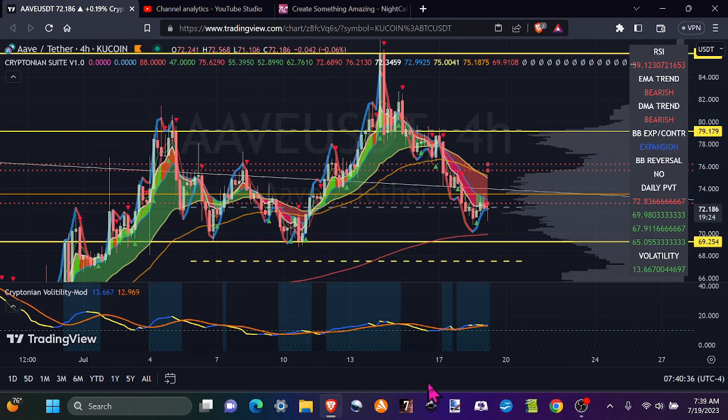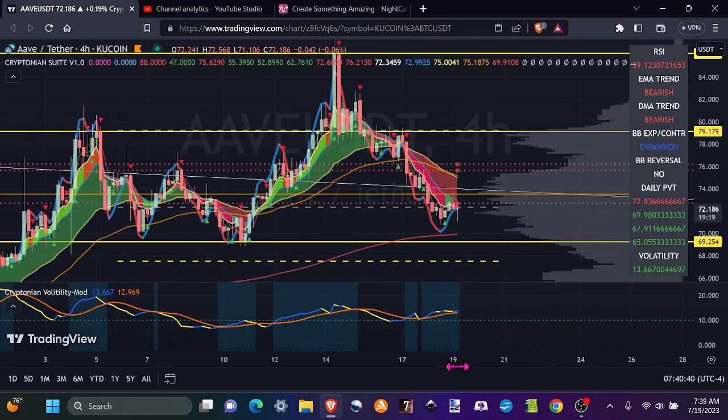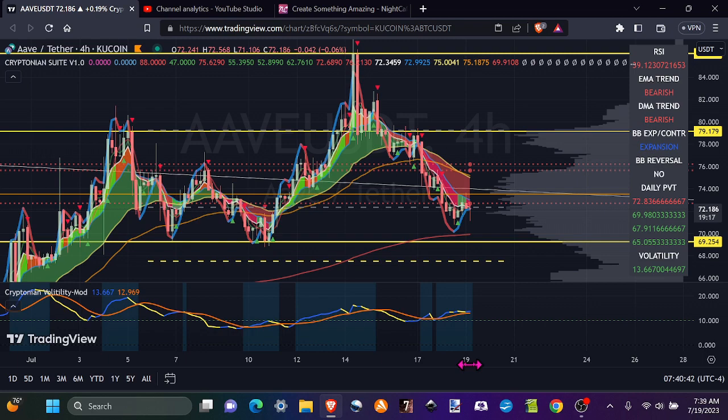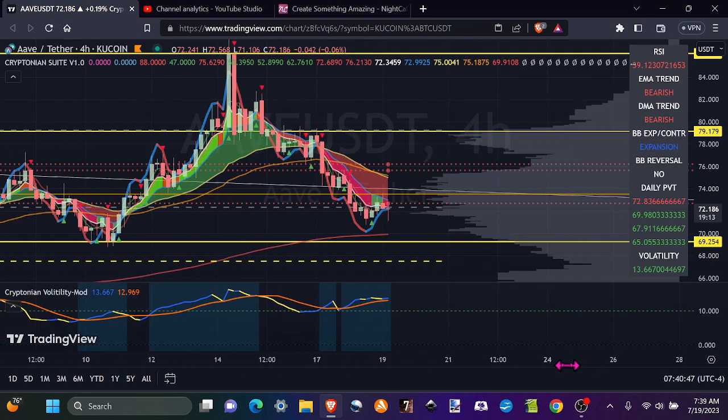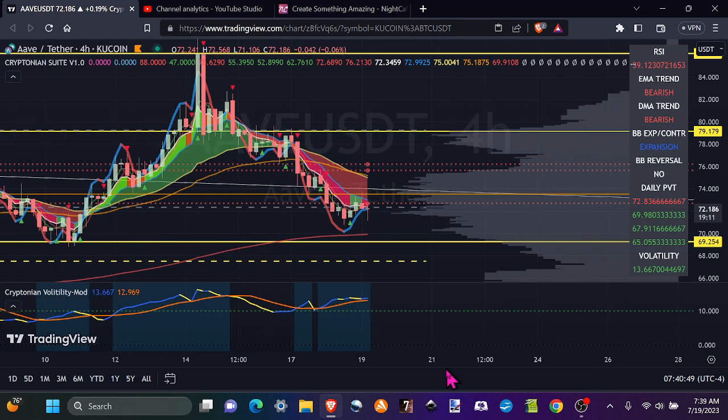We've been consolidating for quite a while, almost 2 weeks, I guess, something like that. 7 to 14, yeah, almost 2 weeks, about 2 weeks. So this is good news. So if Bitcoin holds its range, then AAVE will hold its range as well. If Bitcoin goes up, AAVE will go up as well.